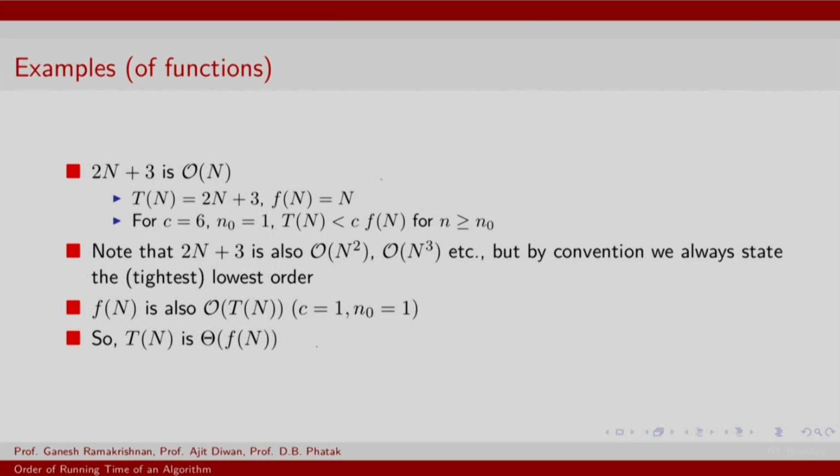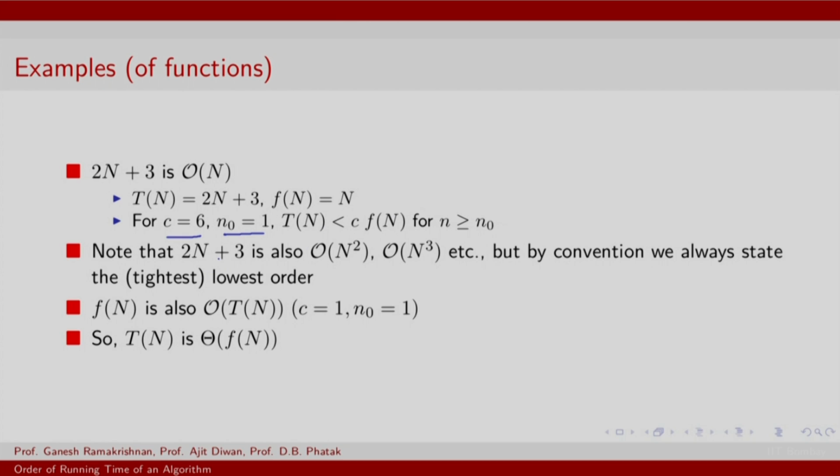So let us give some examples to illustrate what we just discussed. 2n plus 3 can be shown to be order n. It is possible to choose a value of n naught and a corresponding value of 6 as c such that Tn is less than c Fn, that is, 2n plus 3 is less than 6n for all n greater than or equal to 1. Now there is no unique combination of c and n naught, but all you are interested in is existence.